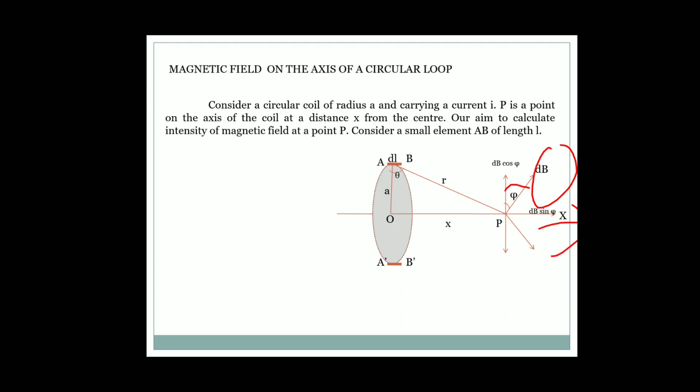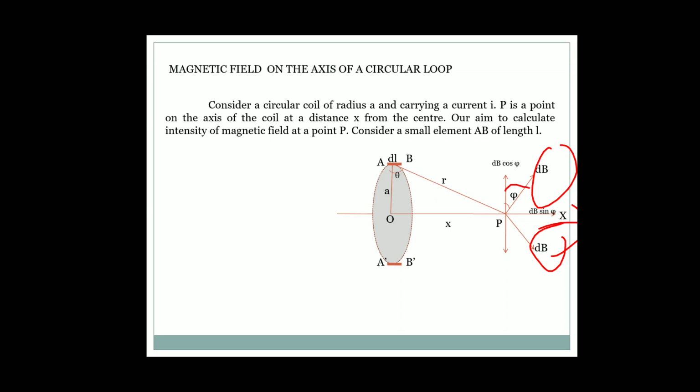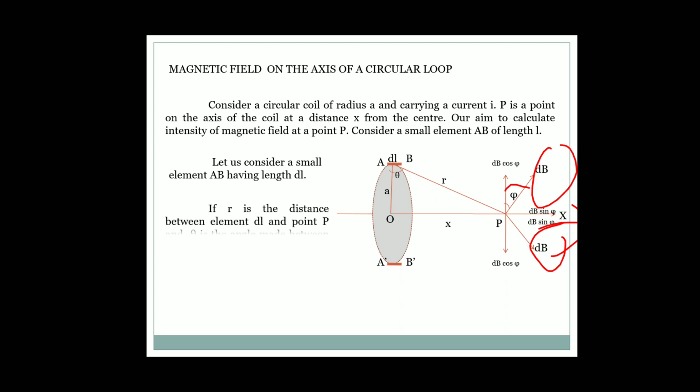Similarly, let us assume another element A'B' that is exactly opposite to AB. Due to this A'B' also, an intensity of magnetic field dB at point P, and this can be resolved into two components, same as dB cos phi normal to the x-axis, and along the x-axis that is dB sin phi. So this is the analysis of the current carrying circular loop.